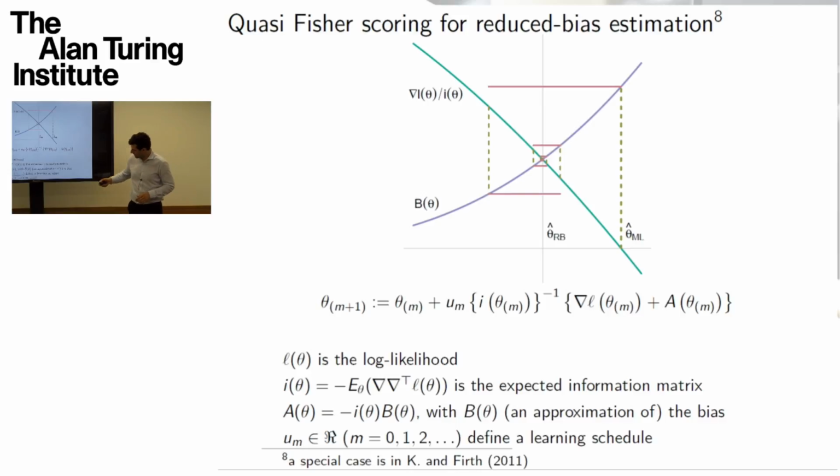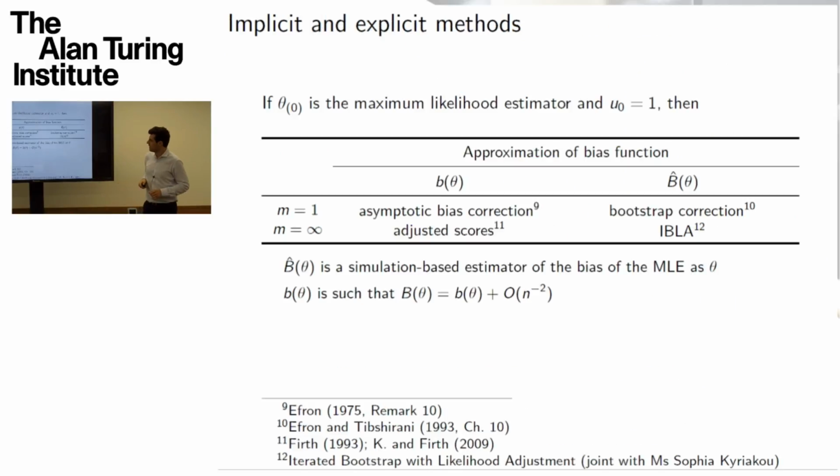And I shouldn't say learning schedule. This is from another talk on stochastic gradient descent. I should say determine the step size there. Sorry. So depending on the approximation you are going to use for the bias, you get all the different methods in a different number of steps.